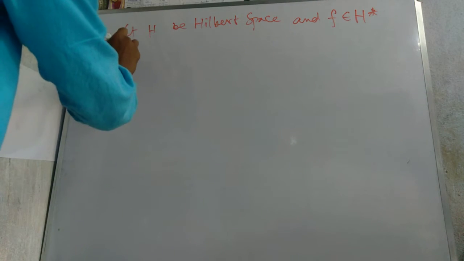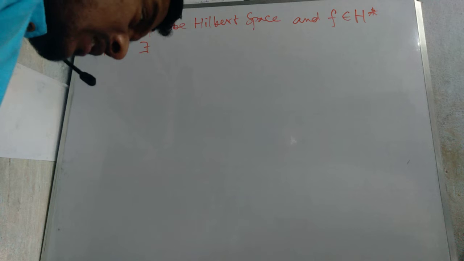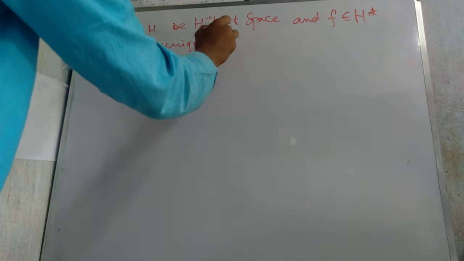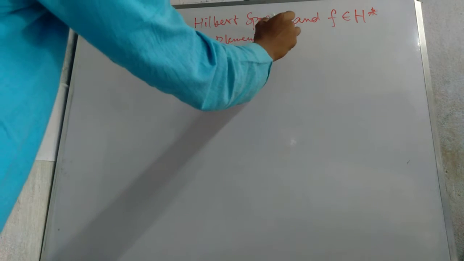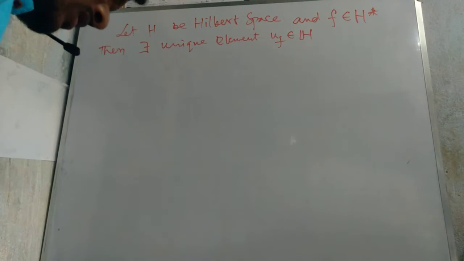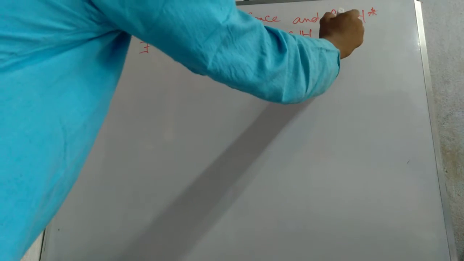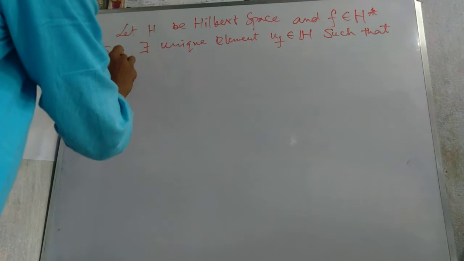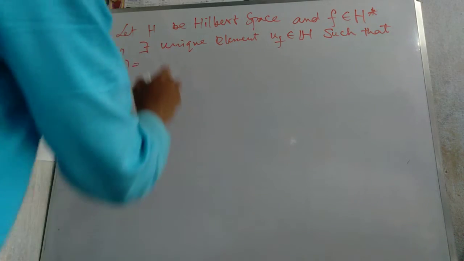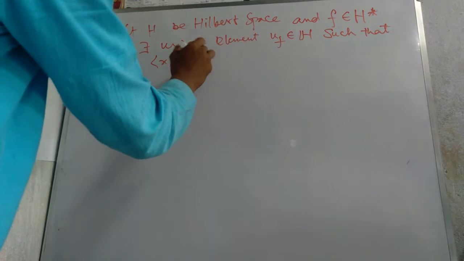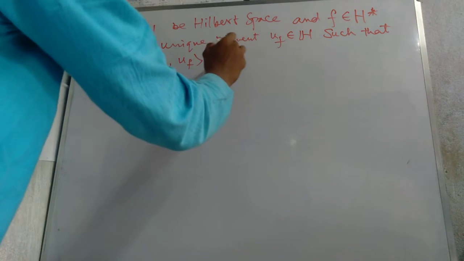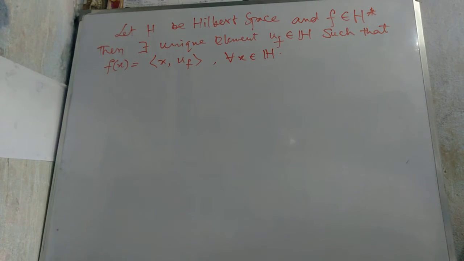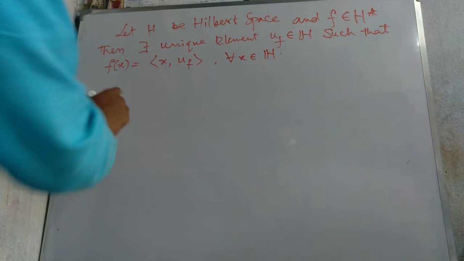Then there exists a unique element u_f belonging to H such that f(x) equals (x, u_f) for all x belonging to H. Okay, then how do we prove it?